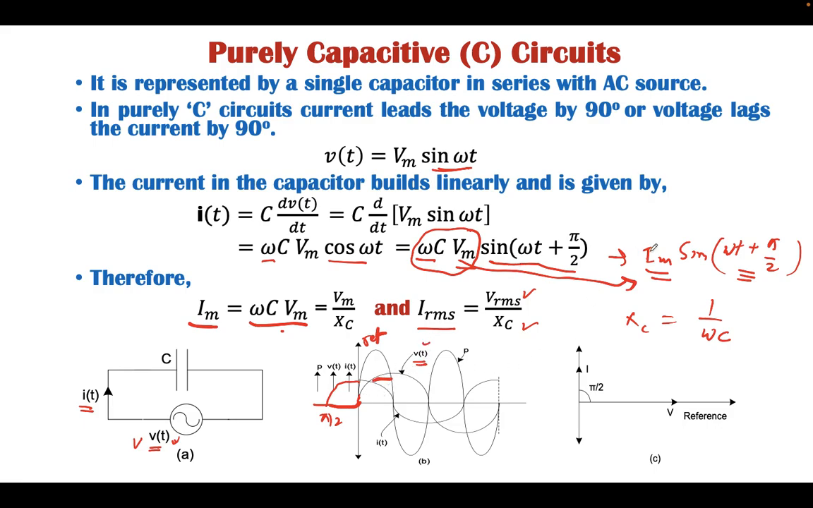Now considering both quantities, voltage and current, their phasors can also be represented. If V is taken along the reference because its angle is 0, then the current will be taken pi by 2 leading the voltage V. This is pi by 2, and hence this is the phasor representation of the purely capacitive circuit. Now considering the power, again power will be the product of current and voltage.